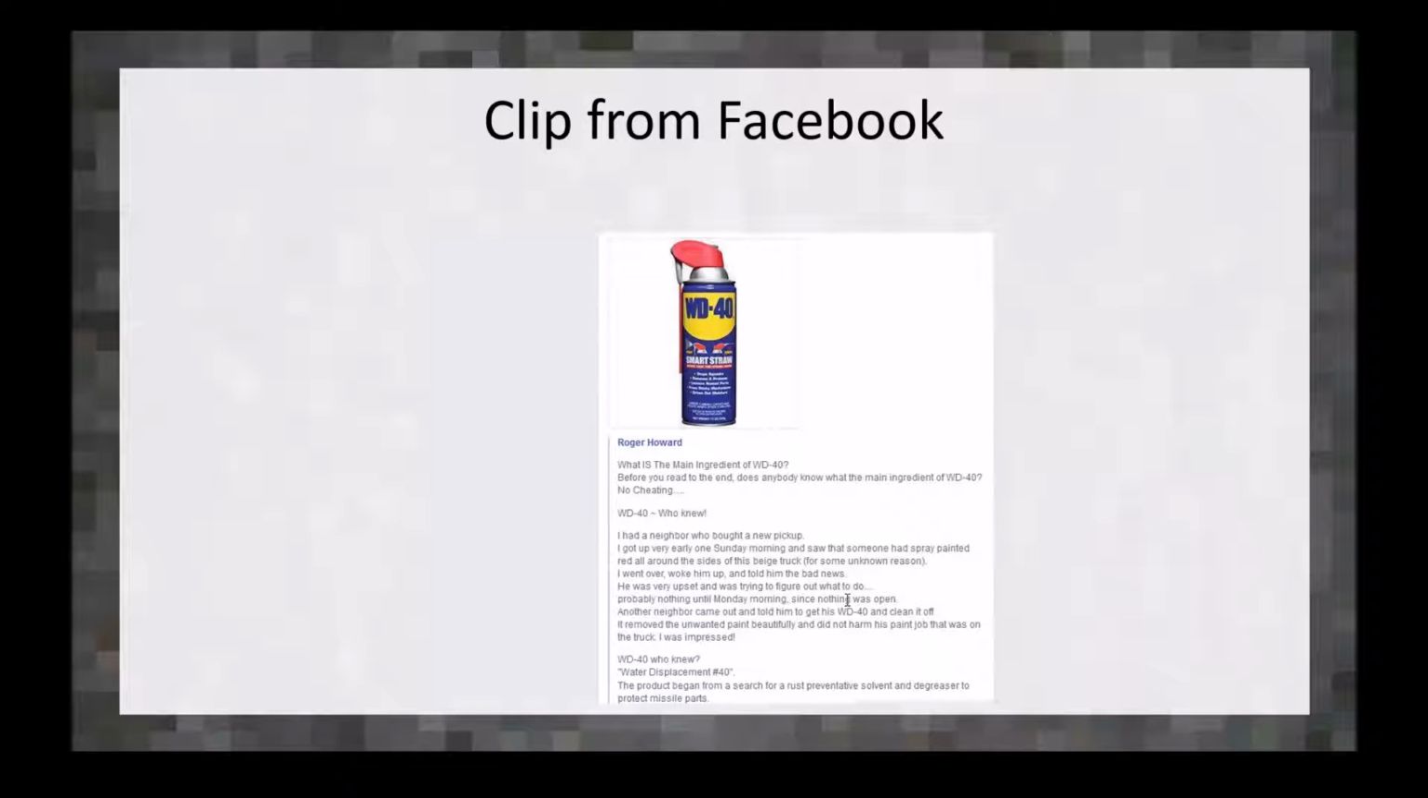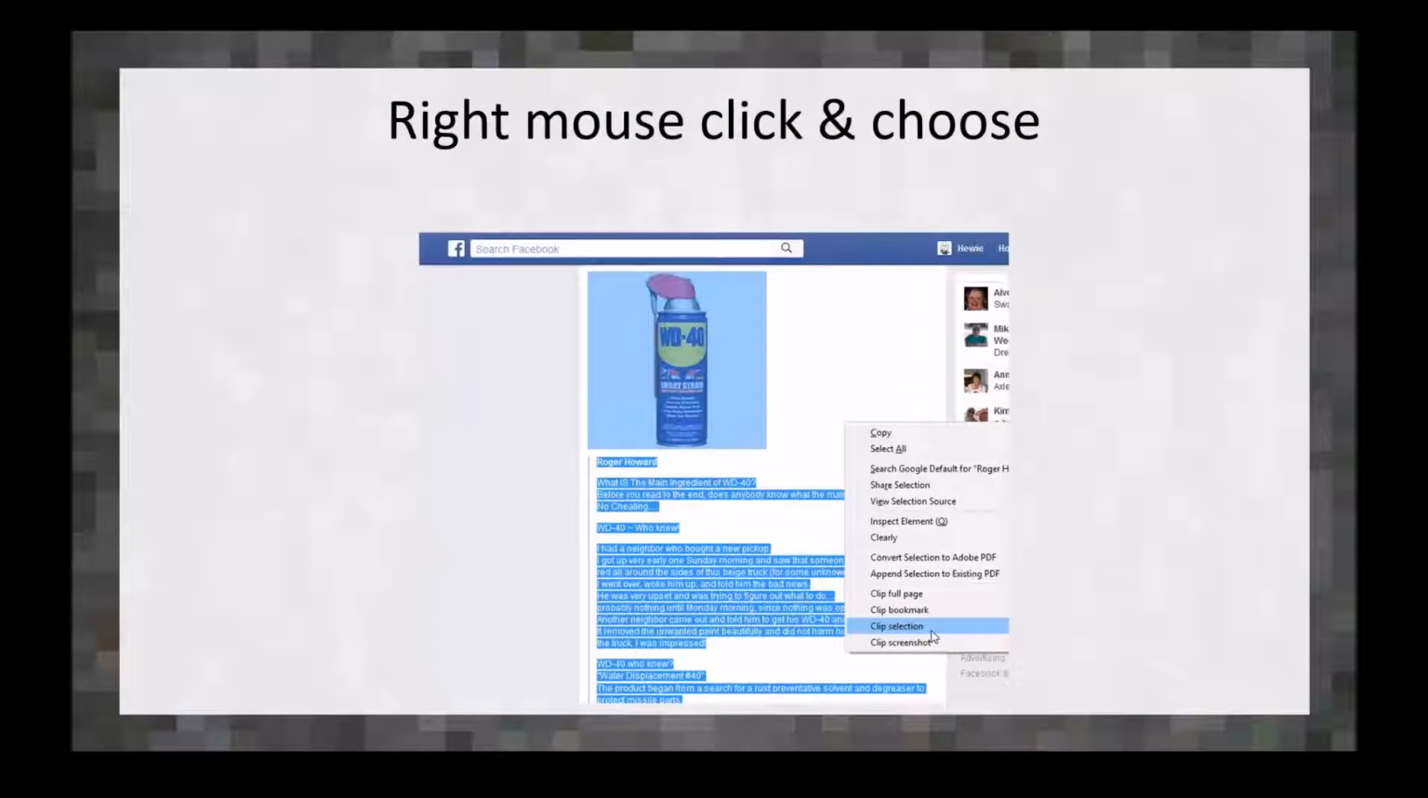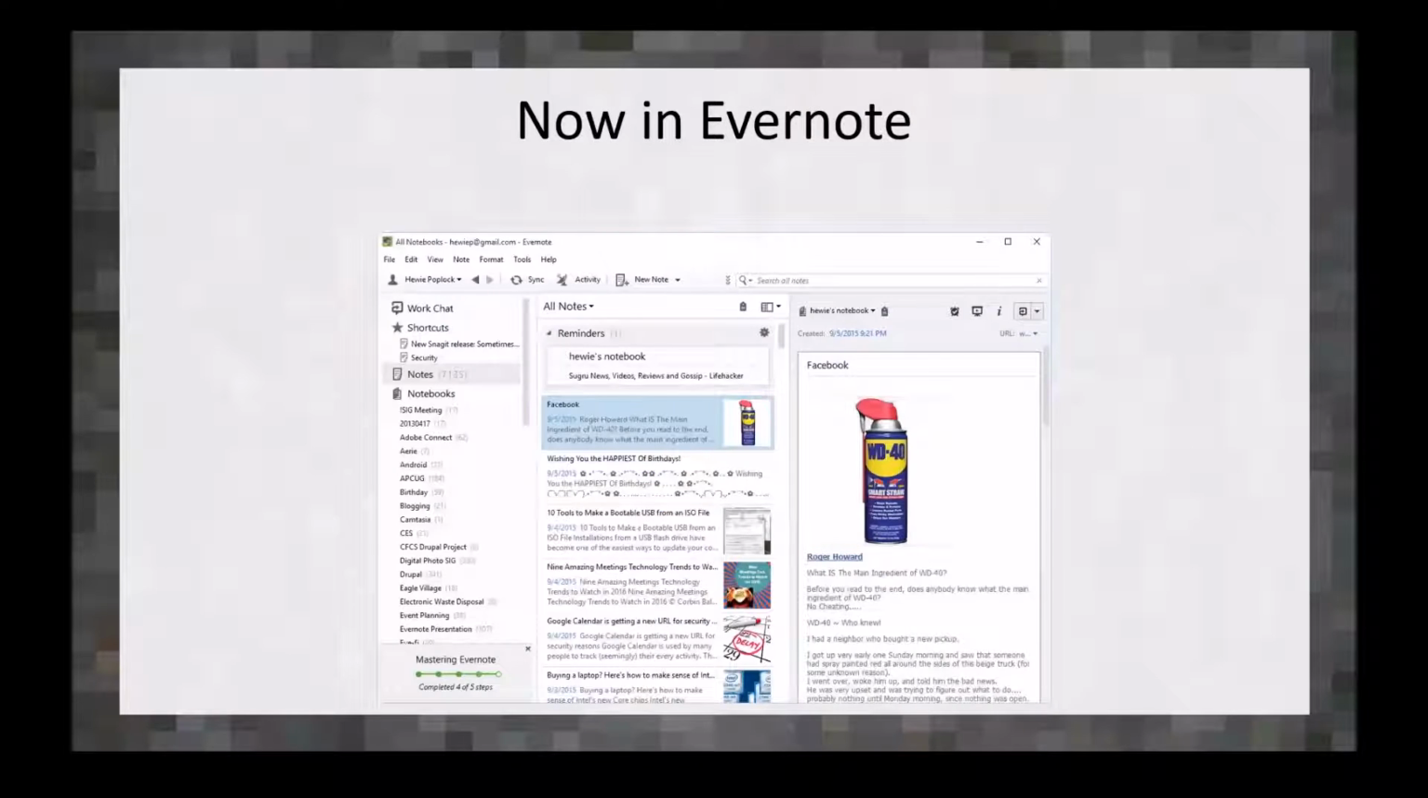But I can clip from Facebook and save it in Evernote. I highlight everything, including the picture, and right mouse click. And because I've got Evernote installed in my Windows, when I right mouse click, I can clip the section selection, a bookmark, a full page, and so on. And when it says clip, that means clip to Evernote. So I'm clipping the section, and bingo, it's right there now in Evernote.